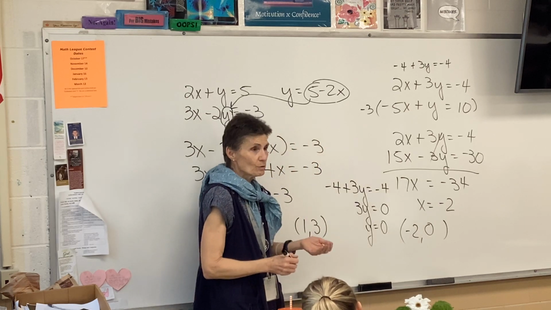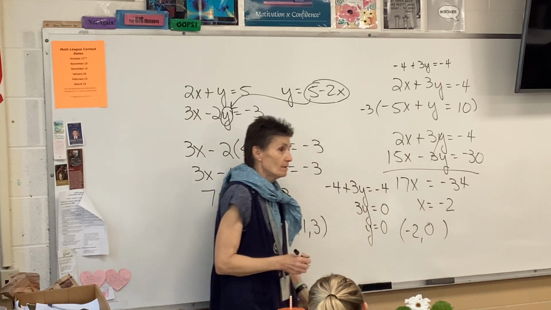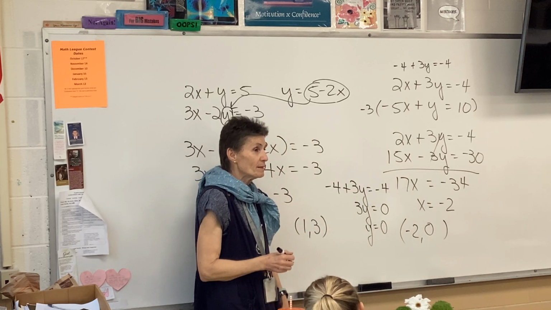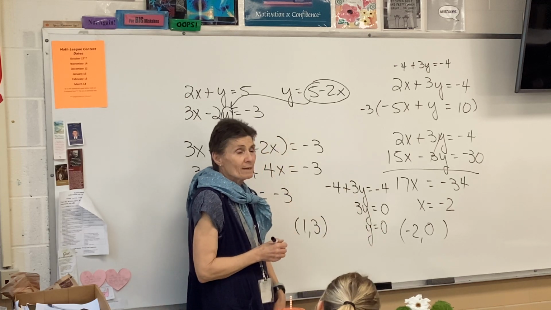When is it no solution? When it says something like 5 equals 7, yeah. Or 3 equals 0. Yeah, that would be no solution. This is y is 0, and it's okay for y to be 0.